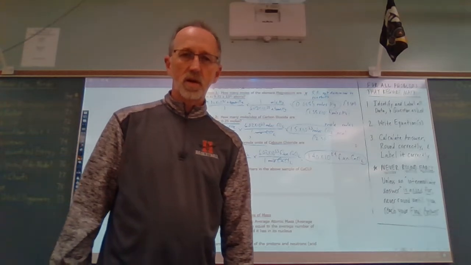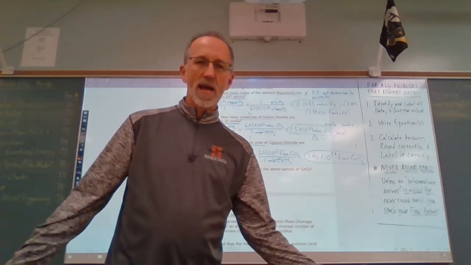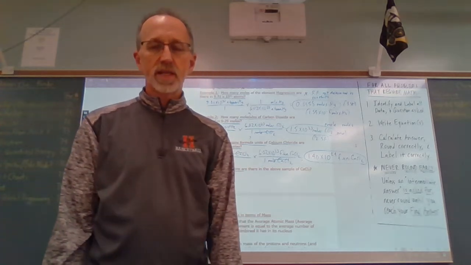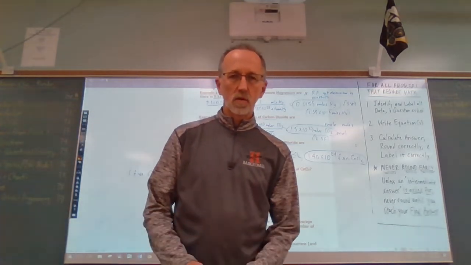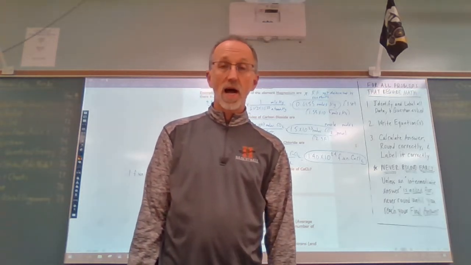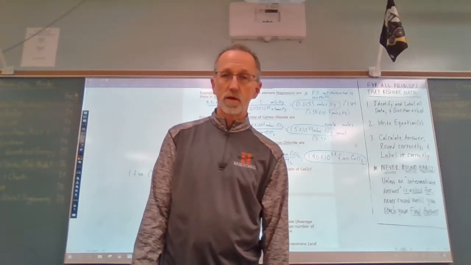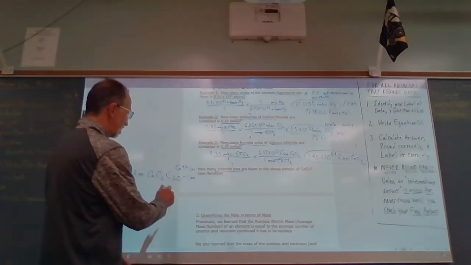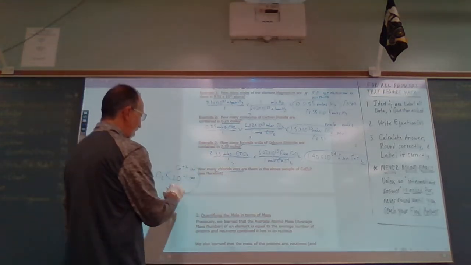All right? And if you remember, why is it a 1-to-2 ratio? Because calcium wants to lose its 2 valence electrons. A chlorine atom only wants to gain 1 electron, so when they combine, bond ionically, they do so in a 1-to-2 ratio. So we can use this right here.